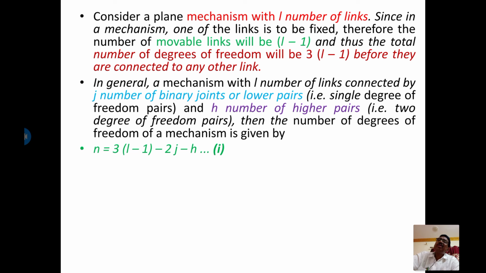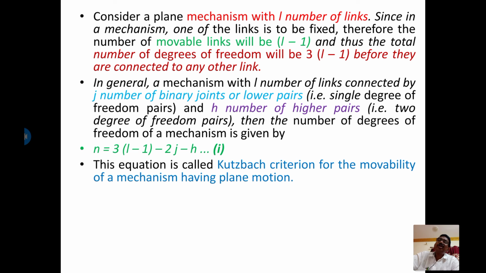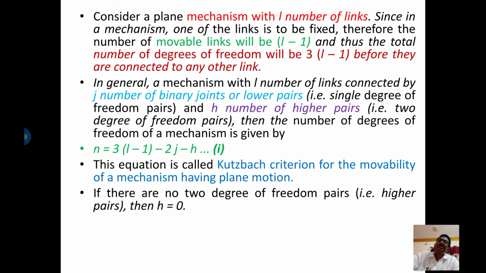This equation is called the Kutzbach criterion for the movability of a mechanism having plane motion. So n equal to 3 into L minus 1 minus 2J minus H is the Kutzbach criterion. Whenever there are no higher pairs, H becomes 0. Therefore n equal to 3 into L minus 1 minus 2J will be the equation. This is the equation we got.